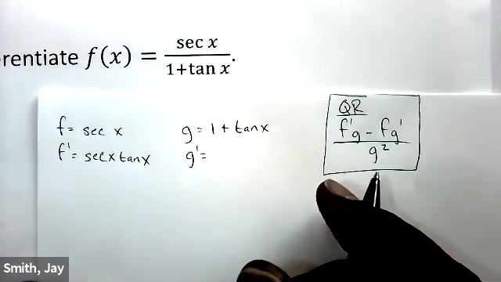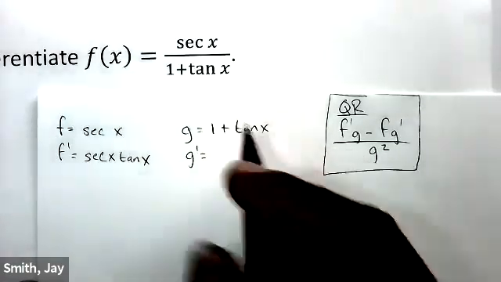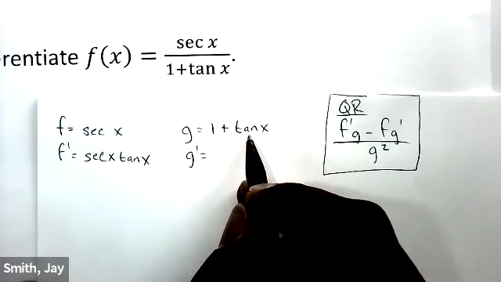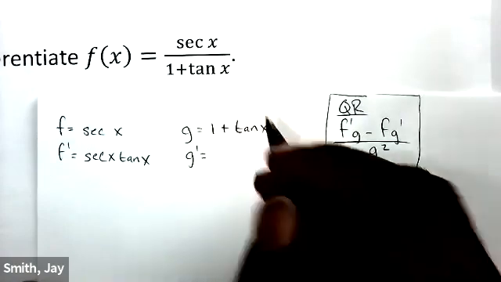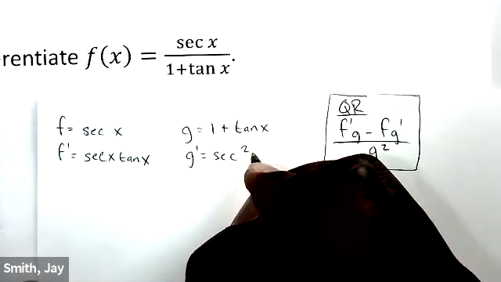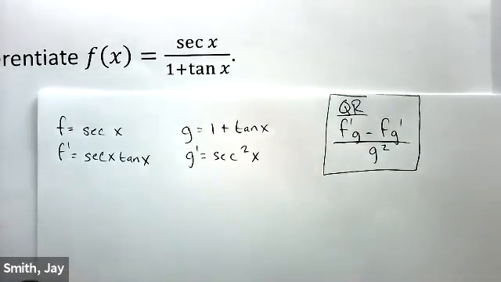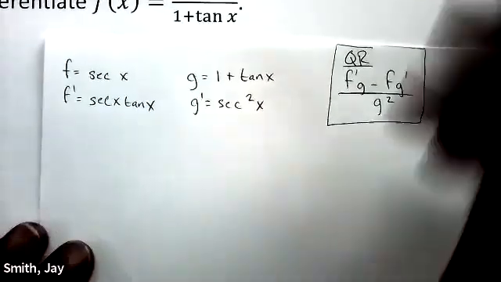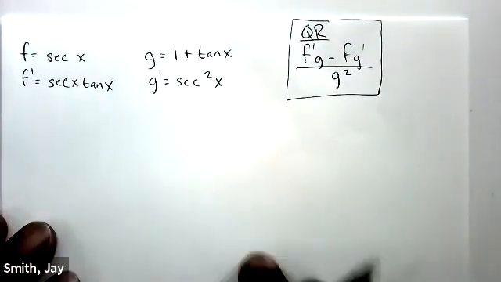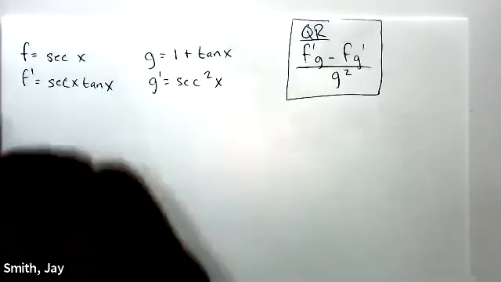And we still need g prime, given that g is 1 plus tangent x. g prime will be the derivative of 1, 0, no need for us to write it. And the derivative of tangent x, we can get off our chart as well. The derivative of tangent x is secant squared of x. So now we have everything we need to start working on the derivative.